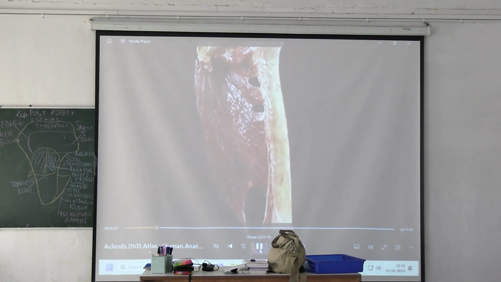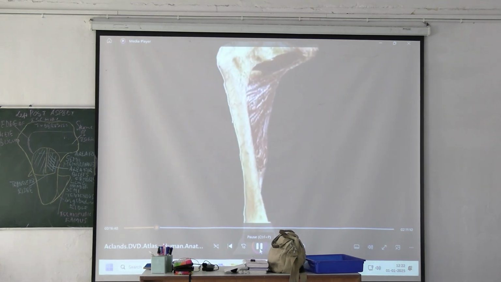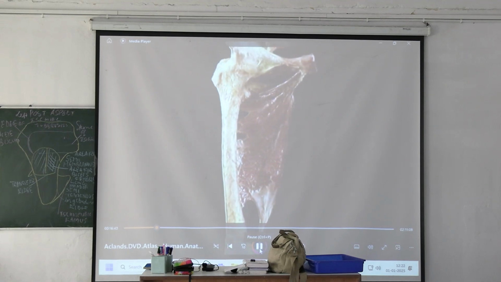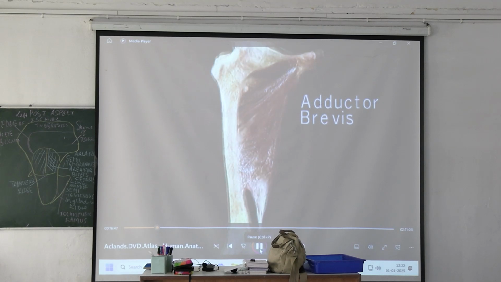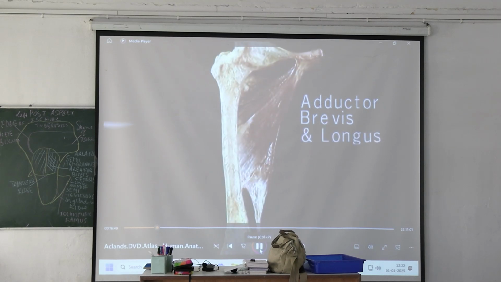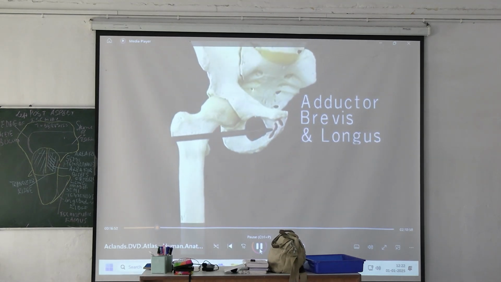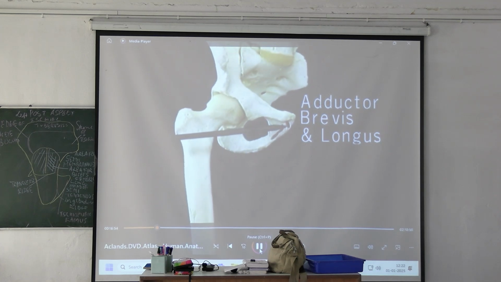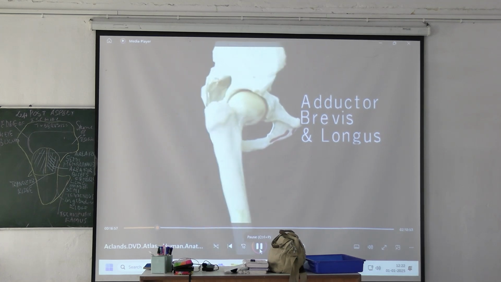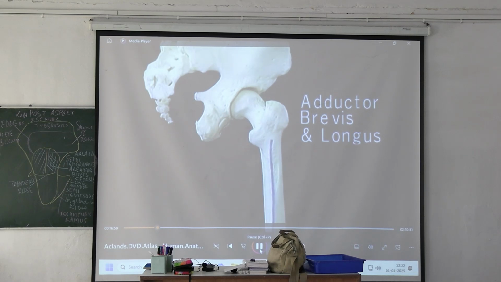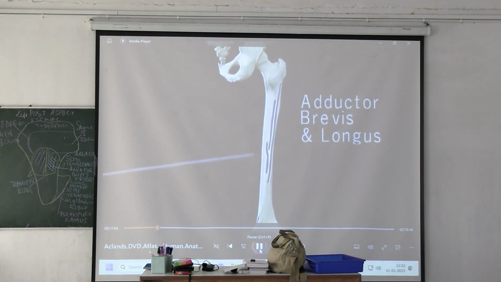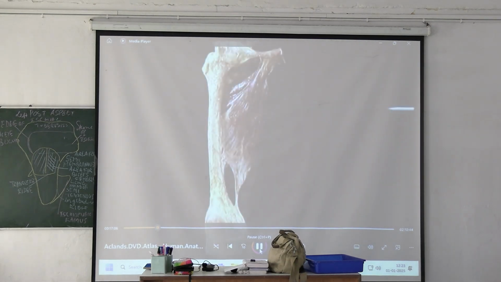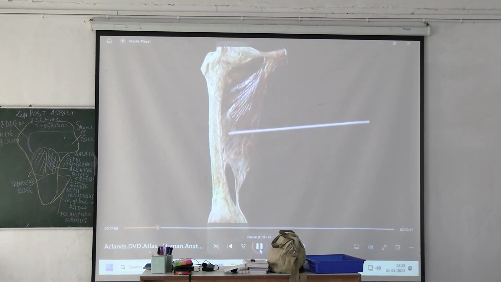The other two main adductors, brevis and longus, sit in front of adductor magnus. Here's adductor brevis. Here's adductor longus. Brevis arises here on the body of the pubis. Longus arises here. They're inserted on the femur, right next to adductor magnus, brevis above, longus below. The insertion of adductor longus stops just short of the adductor hiatus.